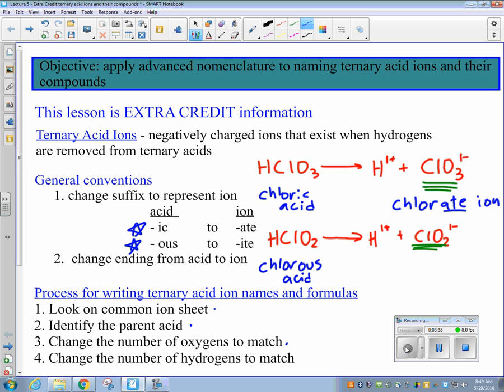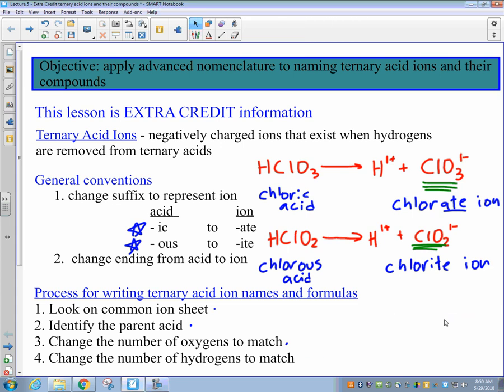At this point, we can name the anion formed from the dissociation of chlorous acid. According to the conventions that ous acids make ite ions, that would make the ClO2, 1 negative ion the chlorite ion. So again, ic acids make ate ions, and ous acids make ite ions.